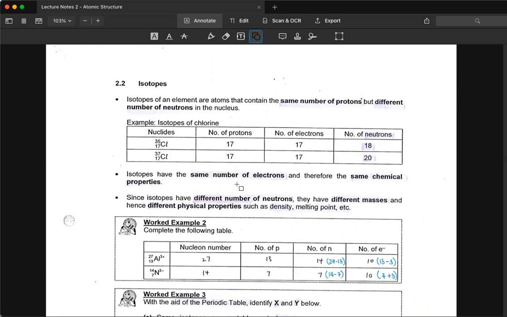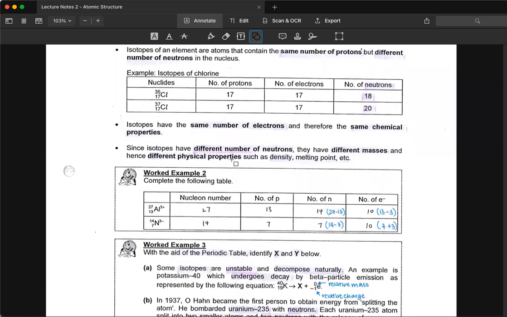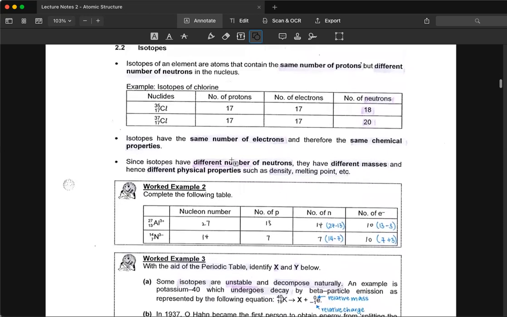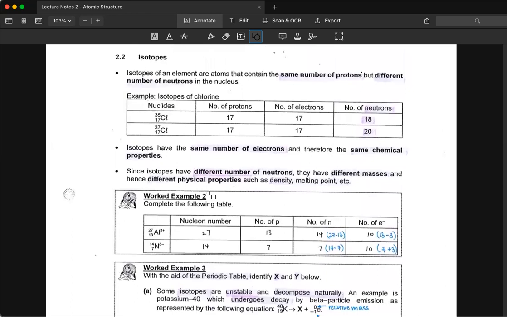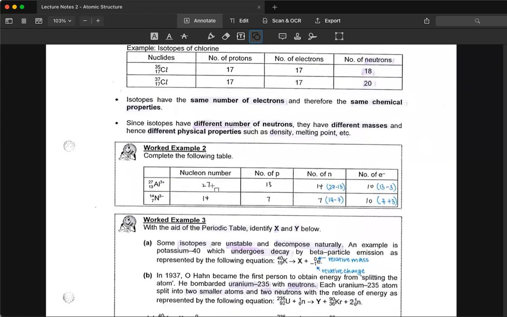Chemical properties are determined by the electrons. So if these two particles have the same number of electrons, the chemical properties will be the same, meaning the type of chemical reaction it undergoes and the formulae of the compound formed will be the same. Now, isotopes have different number of neutrons, so they have different masses and hence different physical properties like density and melting point, etc. Now, I shall not go through the worked example 2 here. Okay, it is very straightforward.